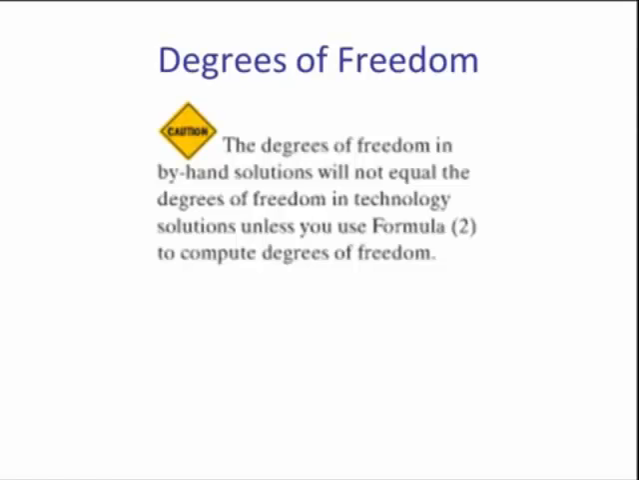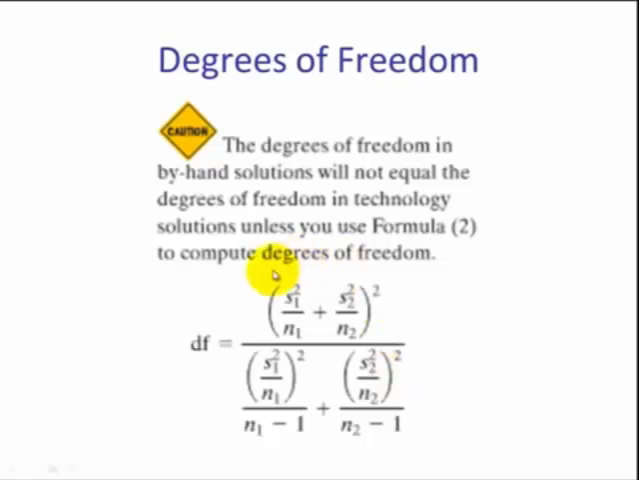So why are we getting different values than we did by hand? Well, it has to do with our degrees of freedom. The by-hand solutions will not equal the degrees of freedom in the technology unless we use this formula. So this formula here is what you'd have to use by hand just to get the degrees of freedom. I highly suggest you use Minitab or StatCrunch.